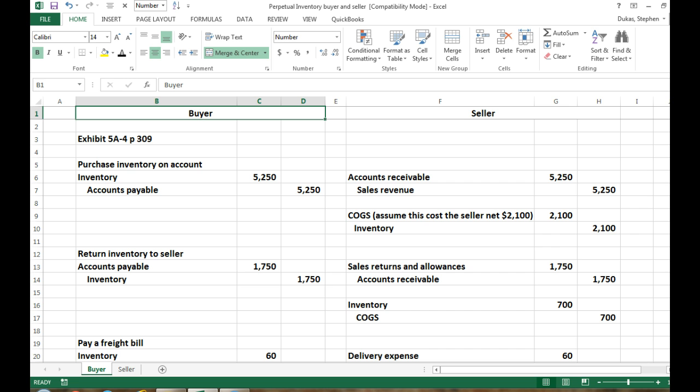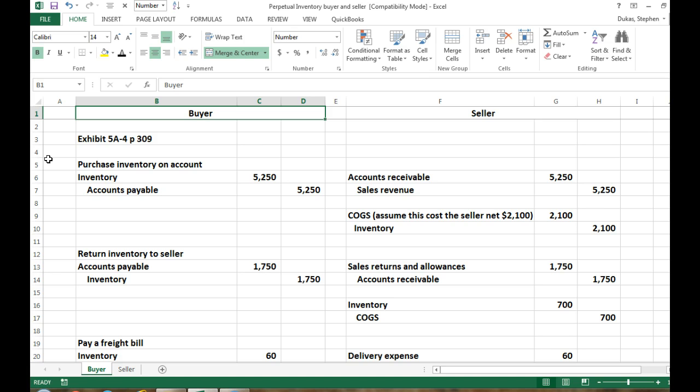We're actually not going to be following this exhibit exactly because in this class we're not really interested in the periodic inventory system. We're just concerned with the perpetual inventory system, and we're going to be looking at this from the standpoint of both the buyer and the seller. So in this case, the seller is selling to this buyer, and we're using the exhibit on page 309 as kind of a takeoff point to look at what the transactions look like.